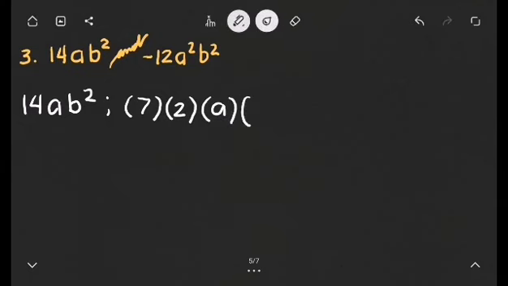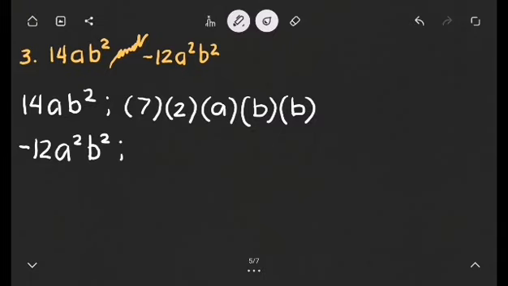And then B squared is the result when we multiply B times B. Okay. So proceed tayo. How about negative 12 A squared times B squared, or negative 12 A squared B squared. So, factors ng negative 12. So, may negative siya. So, ilalagay na natin sa unahan.